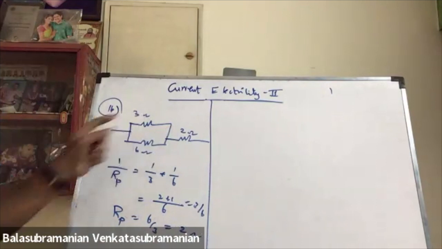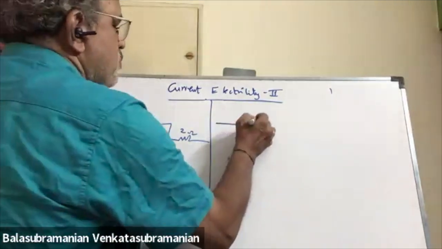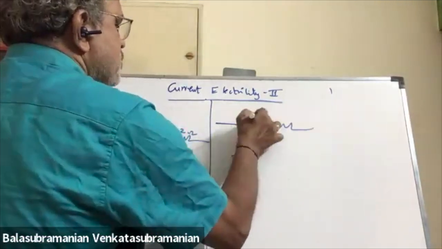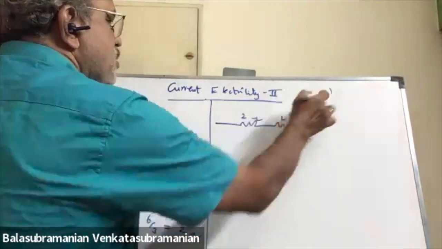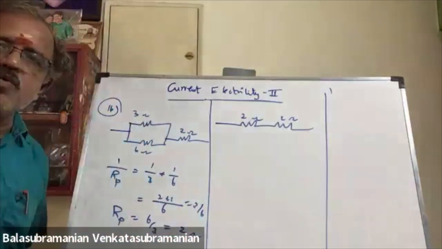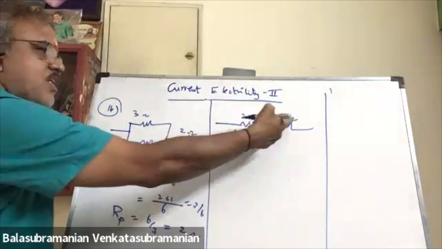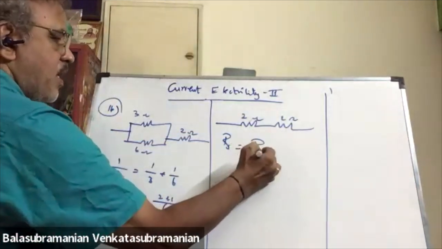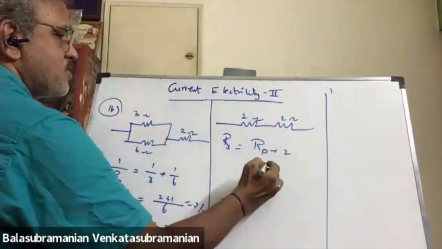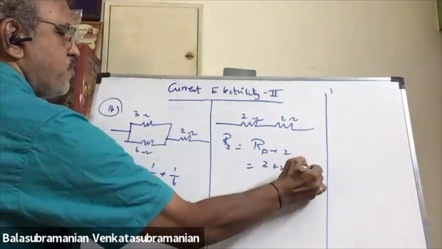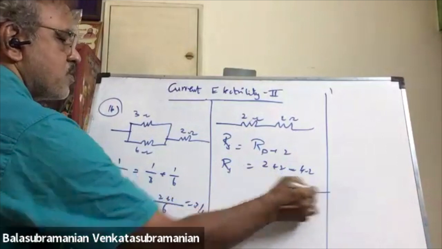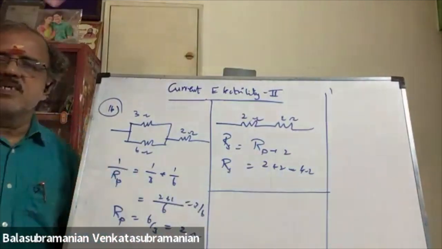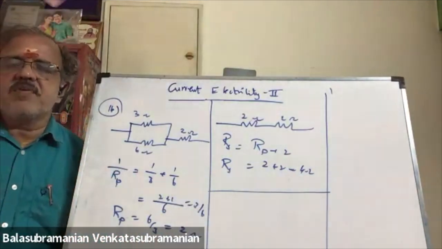This one with another 2 ohms, because the question is resultant is 4 ohms. So this is 2 ohms, another 2 ohm connected in series. Rs will be Rp plus 2, that is 2 plus 2, 4 ohms. Correct? So by trial only we have to calculate.